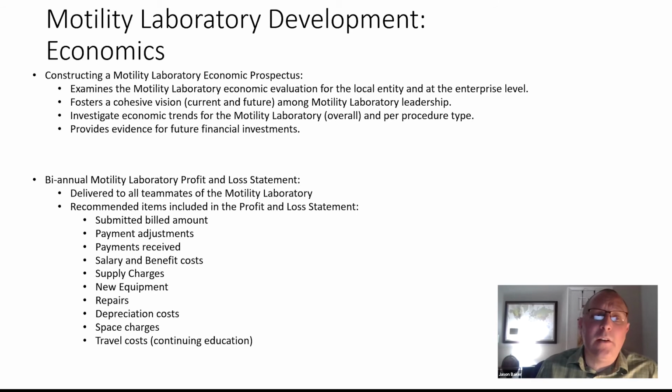I'm a big believer in providing a biannual motility lab, what I call profit and loss statement or prospectus. It should be delivered to all teammates of the motility laboratory. Everybody from the person doing the test all the way to the director, the infection control, everybody who plays a role in this should receive this. The recommended items I've included in a profit and loss statement for probably 15 years now are these.